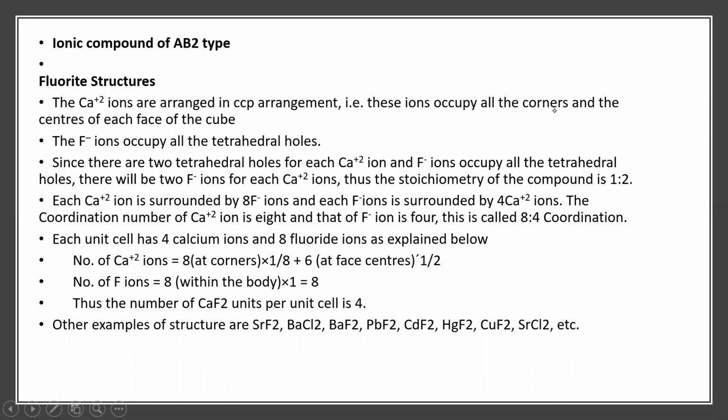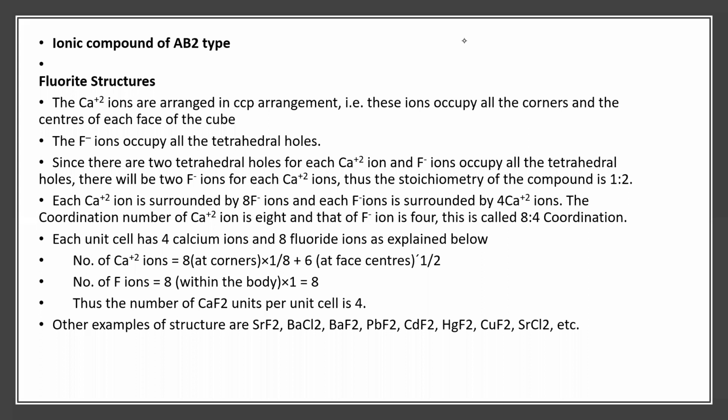So, till now we have discussed AB type, that is the zinc sulfide structure and NaCl structure. For zinc sulfide we have the zinc blende as well as the wurtzite structure. Next we are going to deal with ionic compounds of type AB2, also called fluoride structures. The calcium ions are arranged in a CCP arrangement in calcium fluoride. Now we are discussing CaF2, SrF2, BaCl2, and so on. All of these come under this section.